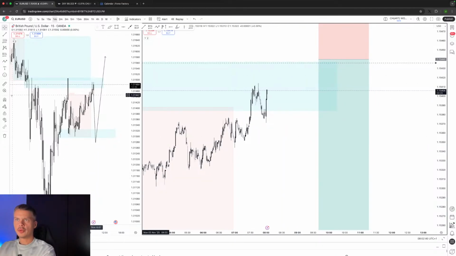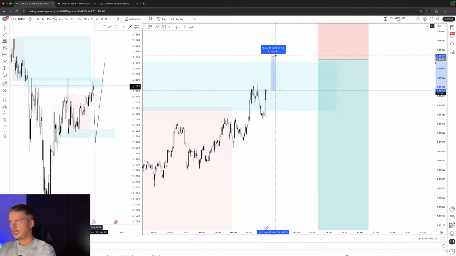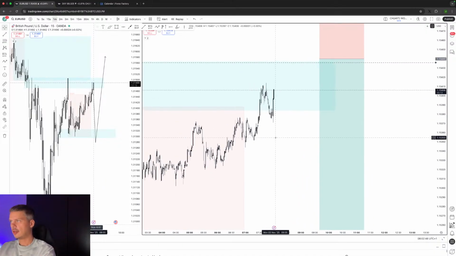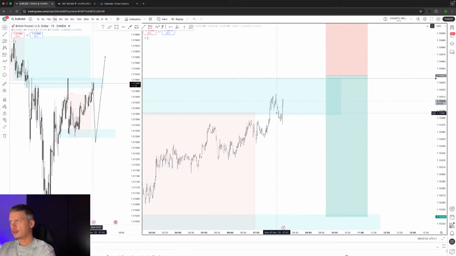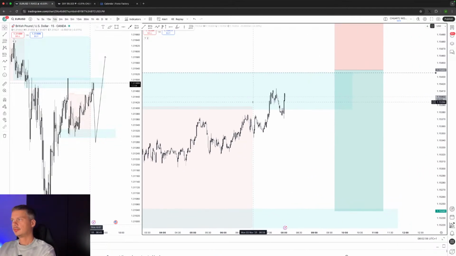Just a few pips away, to be honest. Yeah, 4 or 5 pips. It's nothing. It really is nothing. So I do think price will rocket into these areas for sure. Pretty sure it will do.